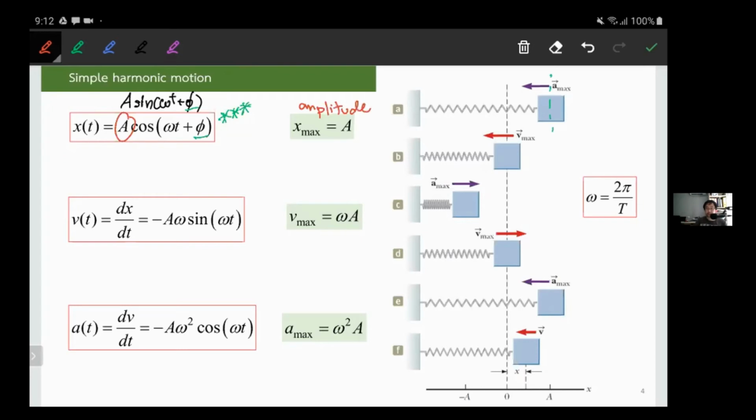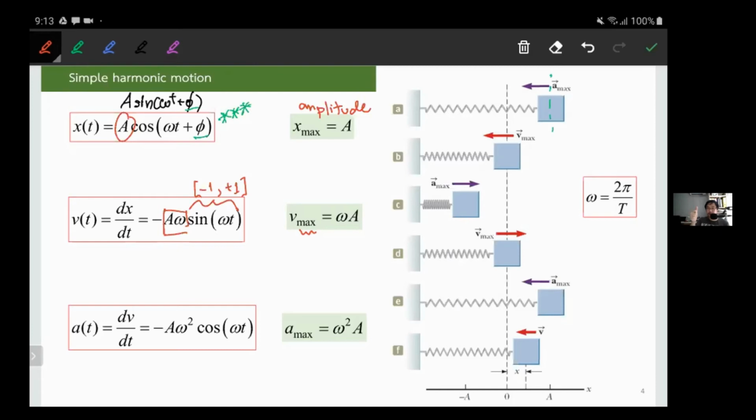That's your amplitude, the A representing the amplitude. Now we already showed you this. When I differentiate once, I get negative A omega sine omega t. But no matter what, the sine function will never go beyond negative 1 to positive 1. That's the range of the sine function. So that means the velocity will never go beyond positive and negative values of this A omega. So now you know this will be your maximum velocity possible, omega A.